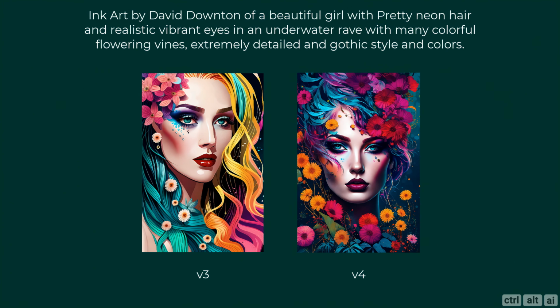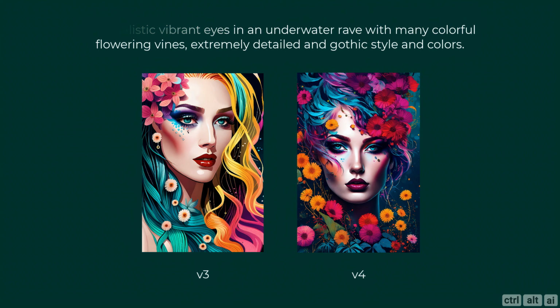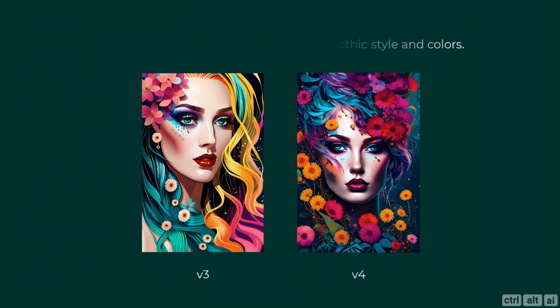And here is version 4. Let the two images sink in. I mean, look at the difference. It's the same prompt. Both are still vectors. The one on the right looks like a completely different prompt, but it's not. This is a significant improvement.